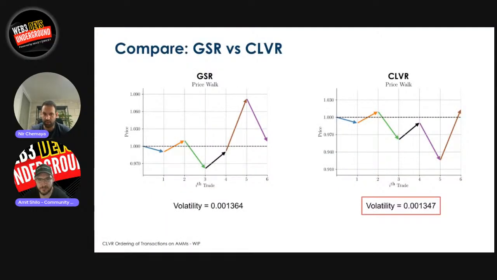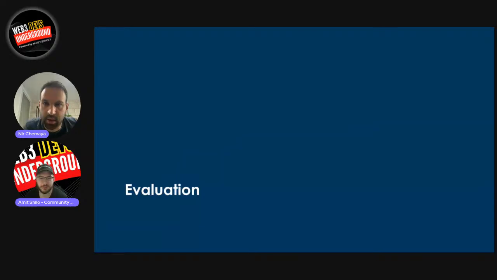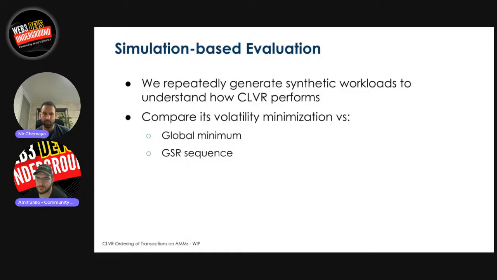Basically, after coming up with Clever, what I need to do now is show you some simulations and analysis to make you trust Clever and see how it's doing. We can run simulations with an AMM that we create with token X and token Y. We can generate synthetic transaction flows with different numbers of transactions, and calculate the price volatility. We can compare it to the optimal order, because we can also go over all the permutations and find the optimal, which we call the global minimum. And we can also compare our results to GSR, which is the alternative to Clever.